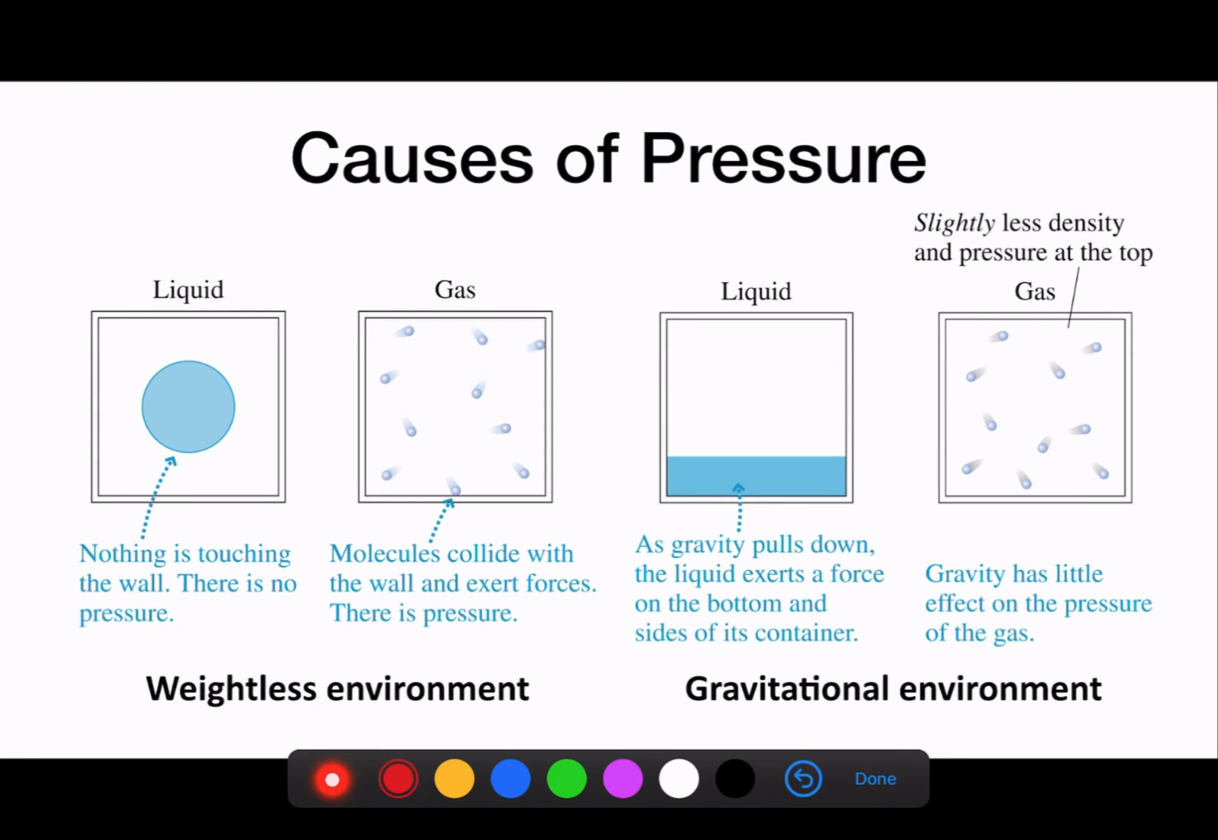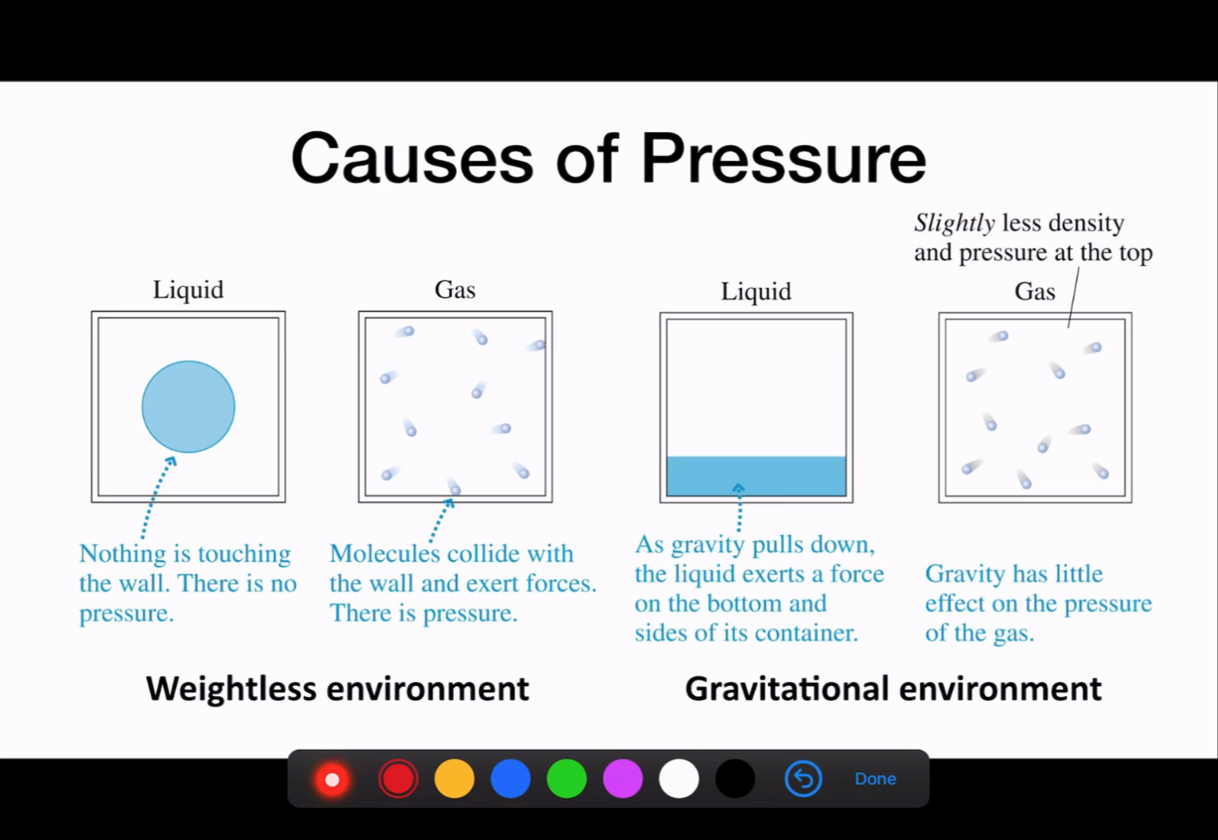To do that, we'll start with an imaginary scenario. Let's imagine we have 2 sealed jars of a small amount of mercury. There's no air or anything else inside of these jars. On the left is what these 2 jars look like when they're taken into space.